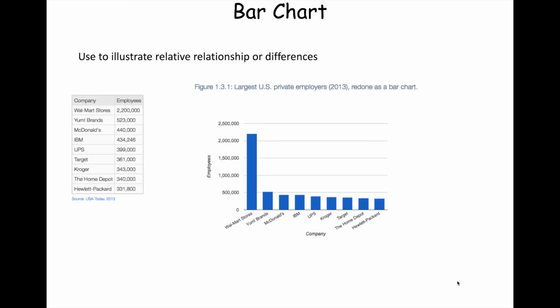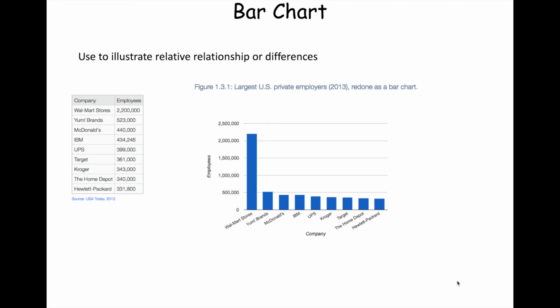So a bar chart can also be used to illustrate the relative relationships between these different categories, right? So in this particular graph, on the horizontal axis, and you'll notice that when I describe it, I'll tell you what the axes mean, right? And that's really, really important whenever you're presenting visualizations to people, because it gives your audience the ability to understand and see for themselves what the chart means, right?